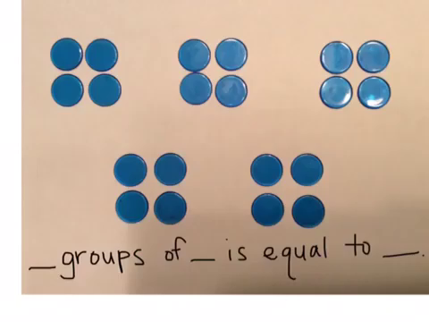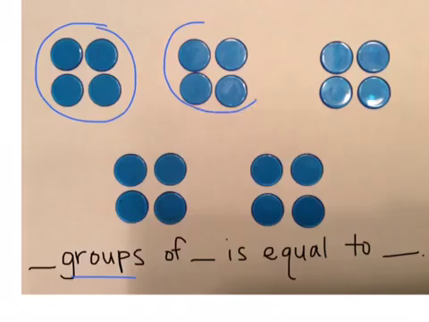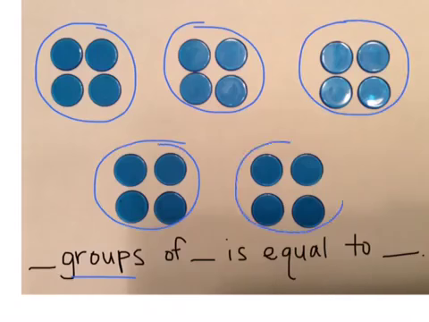Here's a picture of equal groups. Let's look at the different items in the picture to answer the sentence below or fill in the blanks. So first we need to figure out how many groups we have. Well, 1, 2, 3, 4, 5. We have 5 groups. 5 groups of how many in each group?